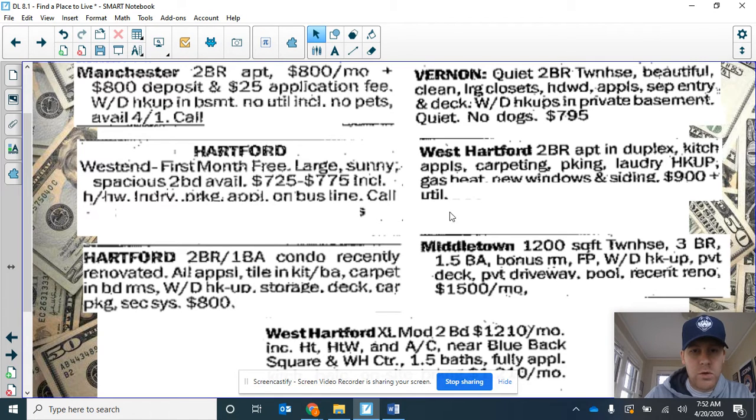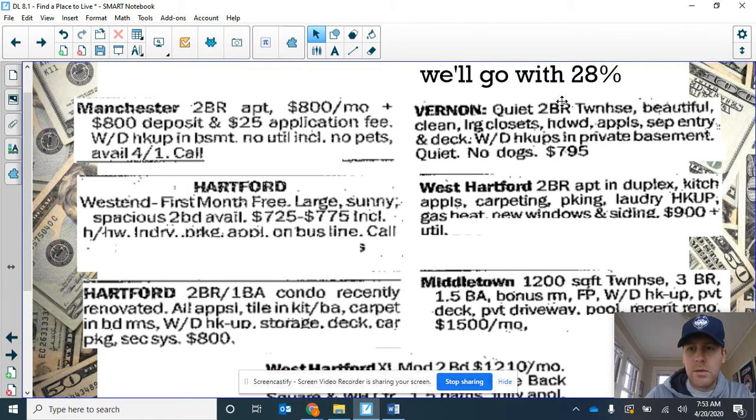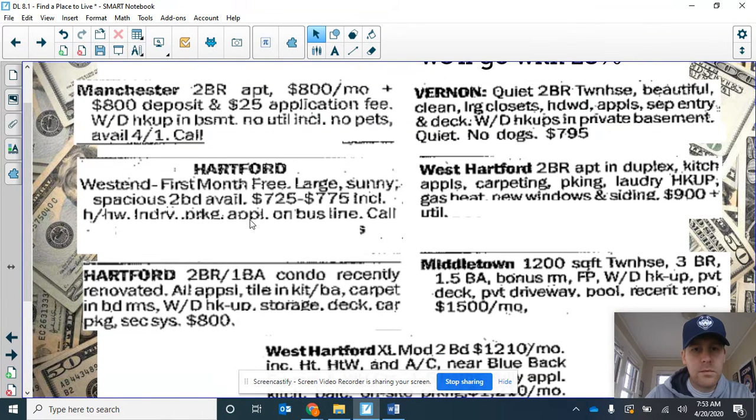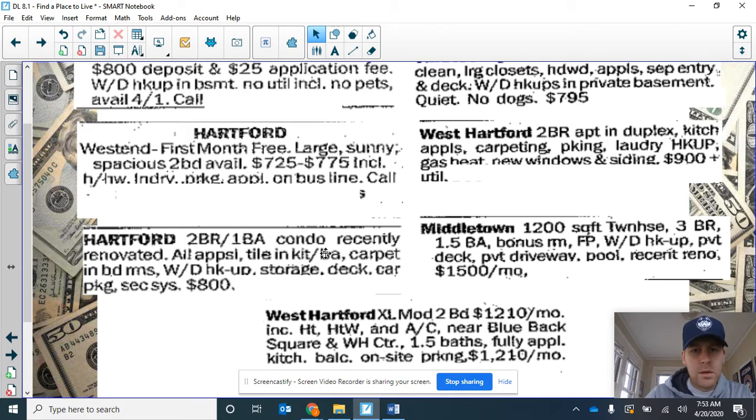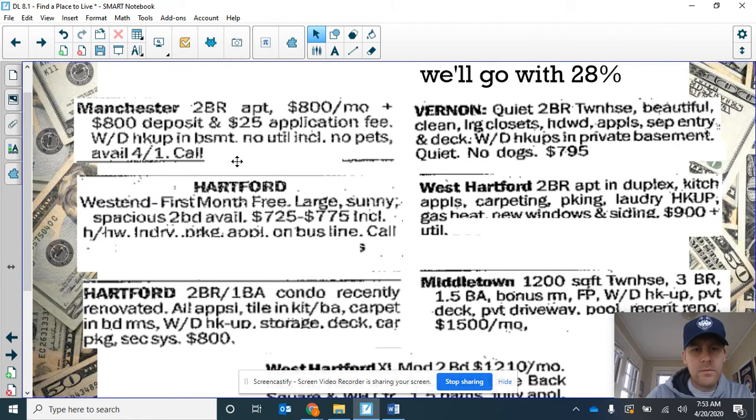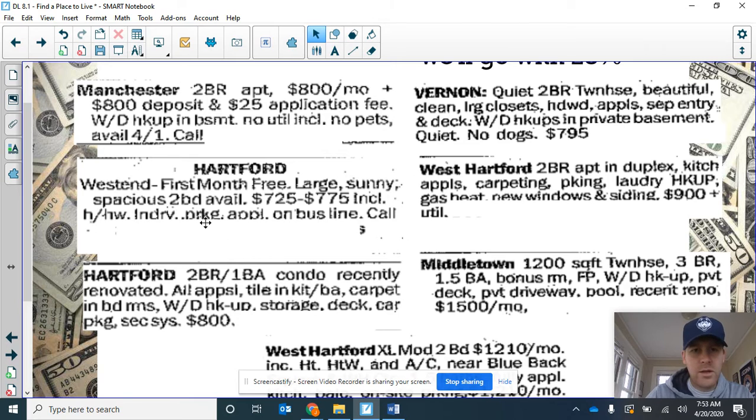So which one was it? I don't remember which one it was now, guys. Can I receive renovated all appliances, carpet, washer dryer? No. Anyway, well, this one here, the Manchester one, it specifies it doesn't include utilities. Which one was the heat, hot water? Well, this is embarrassing, huh? Duplex, laundry.